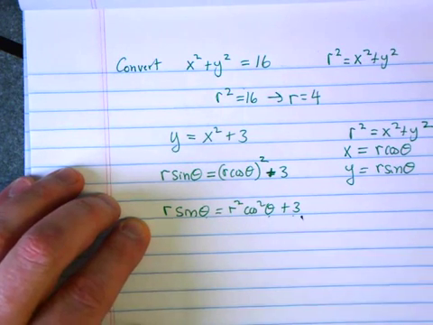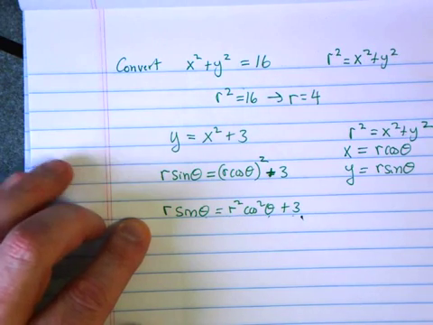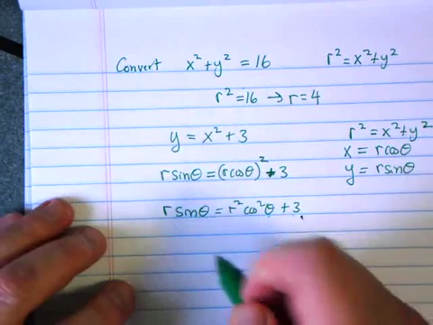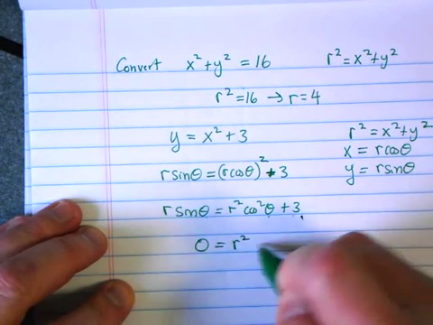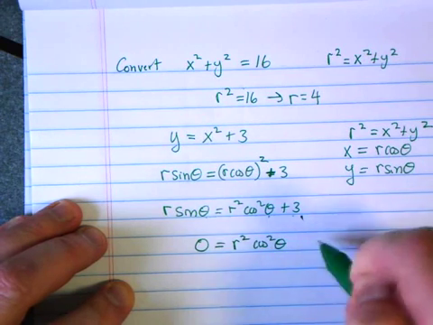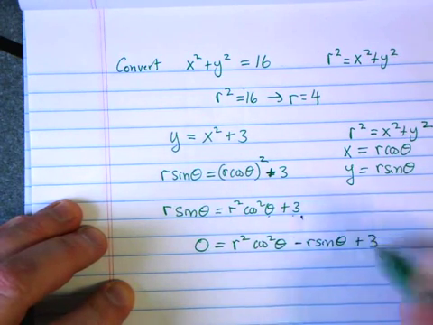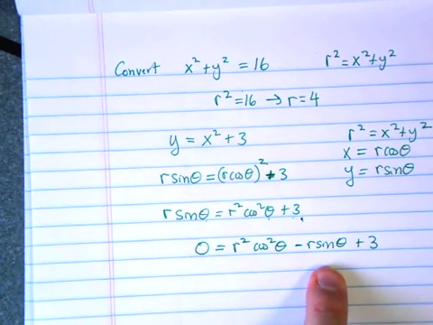Is there an easy way to get the r all by itself? No, I don't think so. So for this problem, we're not going to. Can it be done? Probably. And I'll tell you how you would do it. I'm going to write 0 equals r squared cosine squared theta minus r sine theta plus 3. So what did I do? I moved that r sine theta over to the other side.